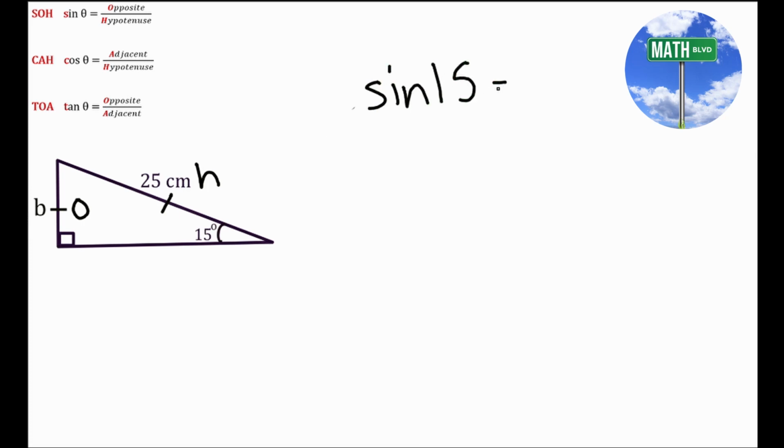I will put 15 into the equation as it is given. B is my opposite and 25 is my hypotenuse. I will then calculate sine 15.